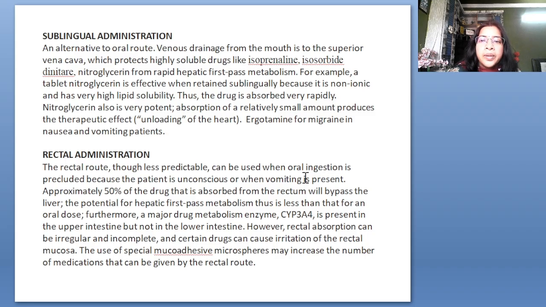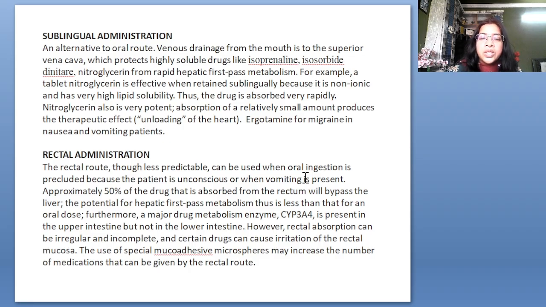Ergotamine for migraine in nausea and vomiting patients is also administered through the sublingual route. Then rectal administration. The rectal route is less predictable and used when oral administration is not tolerated by the patient, in case he is unconscious or in a vomiting condition.